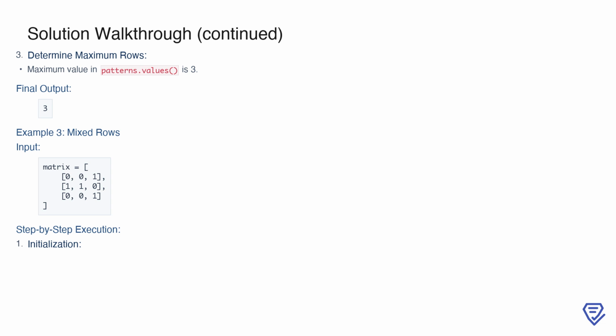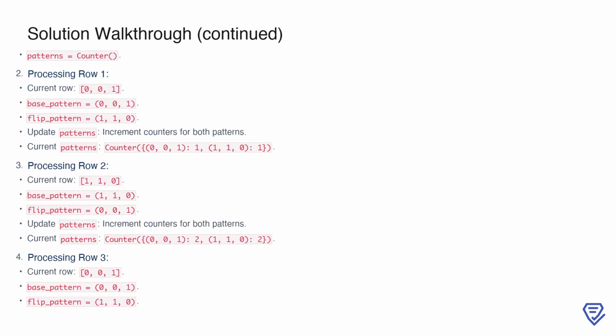Now, let's move on to a case where the rows in the matrix are mixed rather than identical. We now analyze a matrix with 3 rows that are not identical: [0, 0, 1], [1, 1, 0], and [0, 0, 1]. As before, we start by initializing an empty counter patterns. For the first row, [0, 0, 1], the base pattern is (0, 0, 1), and the flipped pattern is (1, 1, 0). We increment the counts for both patterns in the counter, resulting in a count of 1 for each.